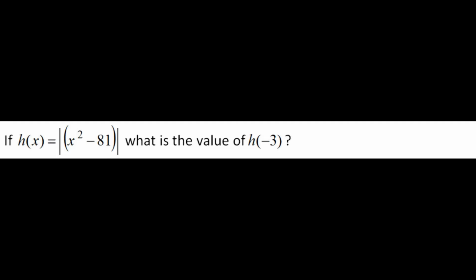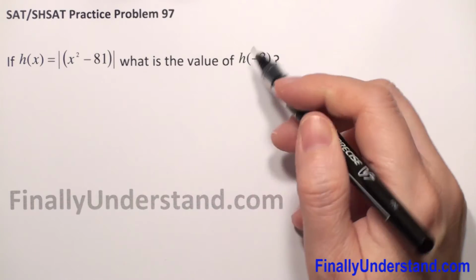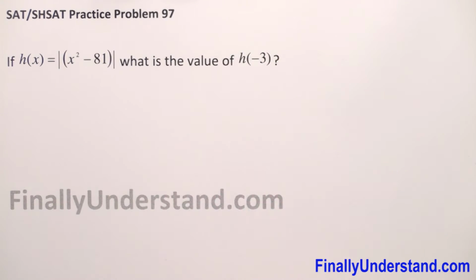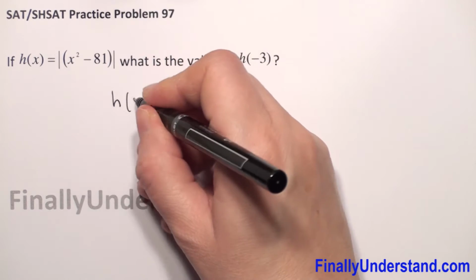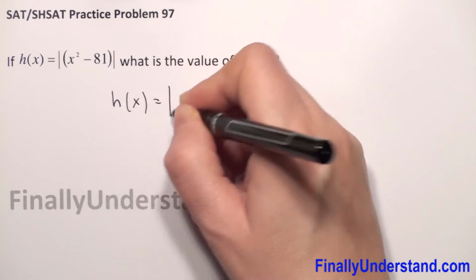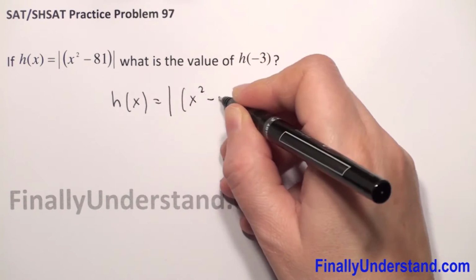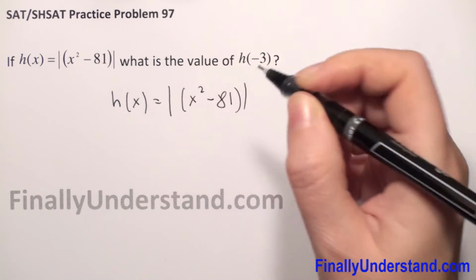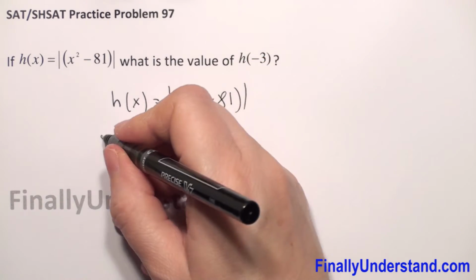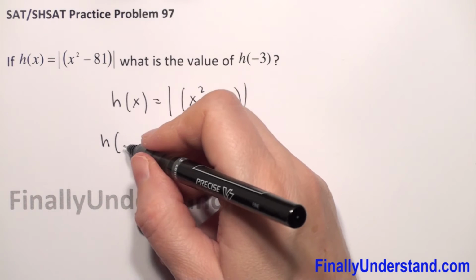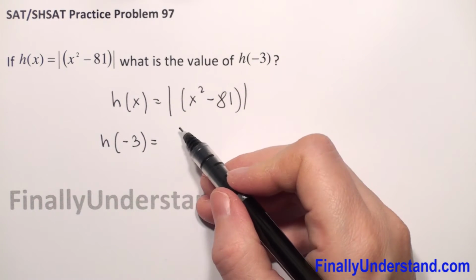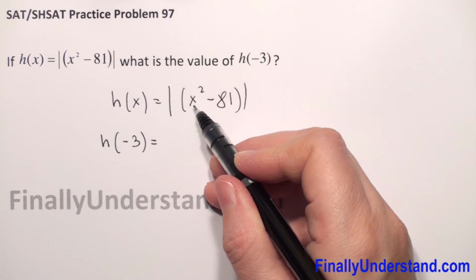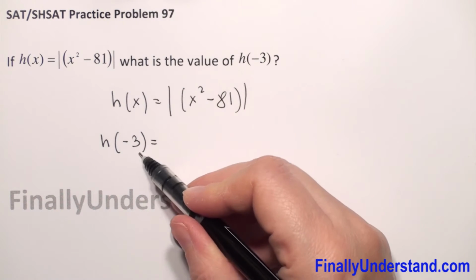If h of x is absolute value of x squared minus 81, what is the value of h of negative 3? We have been given the formula of our h function, absolute value of x squared minus 81, and we need to find the value of h for negative 3. What we have to do is just substitute x by negative 3.